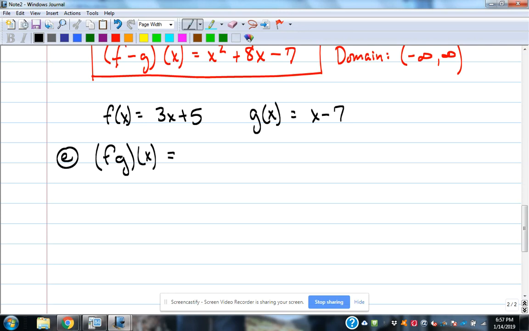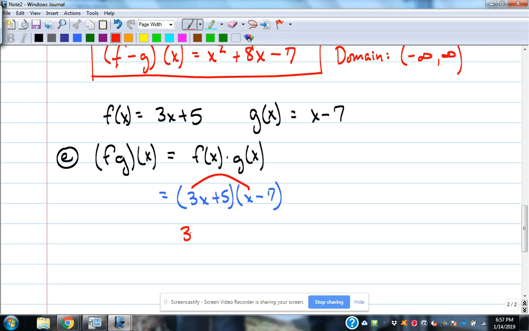So we're taking f of x times g of x. 3x plus 5 times x minus 7. FOIL method, distributive property, whichever way you want to call that, that's all this is. So we're taking 3x and multiplying it to both of those pieces. And then we're taking 5 and multiplying it to both of those pieces. And combining any like terms that we might have.